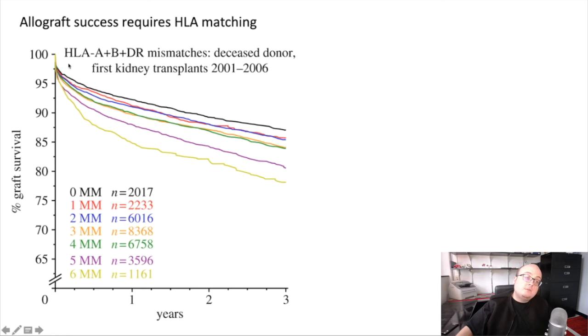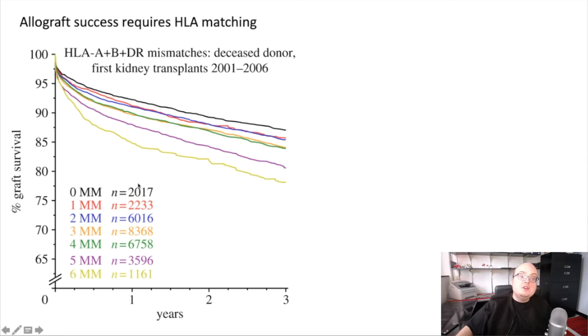So this is plotting survival following the graft, and on the y-axis here, we all started at 100. So following a graft, it follows out patients who received a kidney transplant from a donor who had the indicated number of mismatches in these 3 HLAs. And then on the x-axis is time.